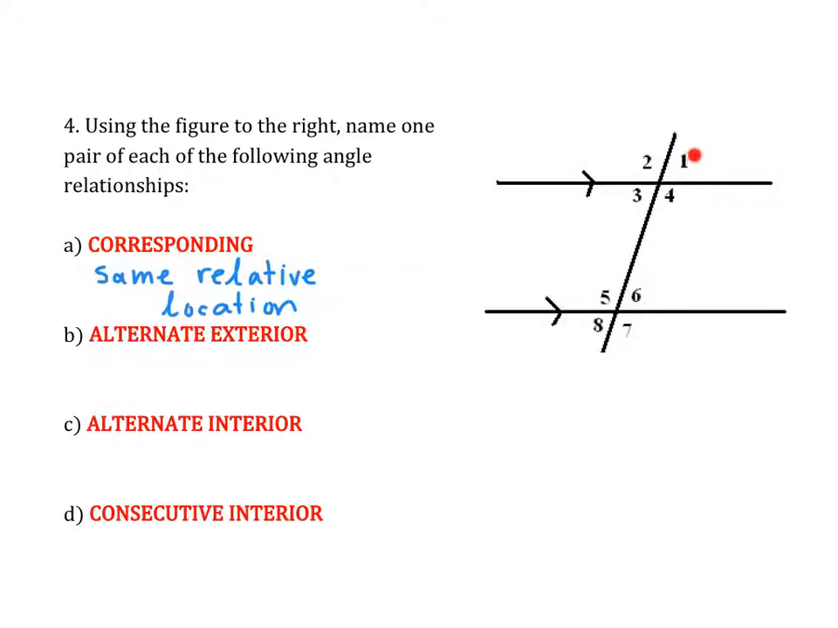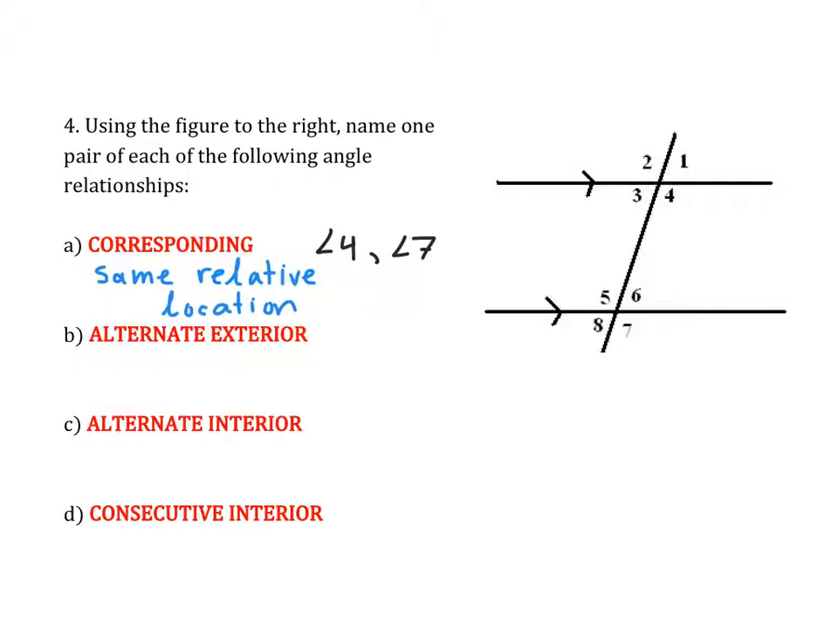So we could say angle 1 goes with angle 6, 2 goes with 5, 3 goes with 8, or 4 goes with 7. Any of those are acceptable. So I'll say angle 4 and angle 7. They are both in the same relative location. They're downstairs on the right.